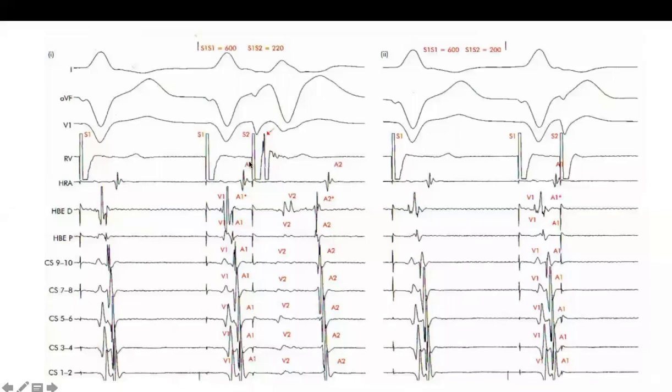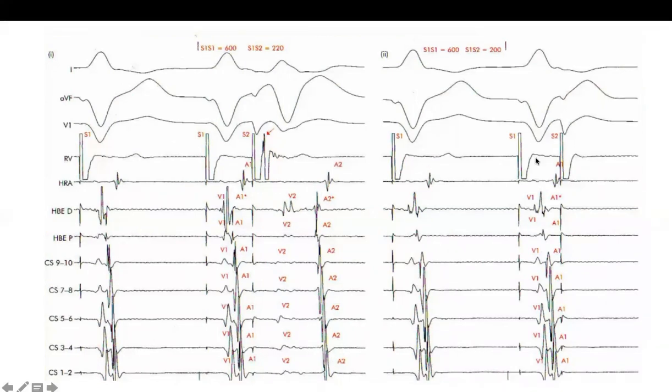But here, because this activity came very early after the preceding one, the tissue is not really ready to be excited immediately, and will take time to be excited. So you get the ventricular activity a little bit late, and we call it latency.